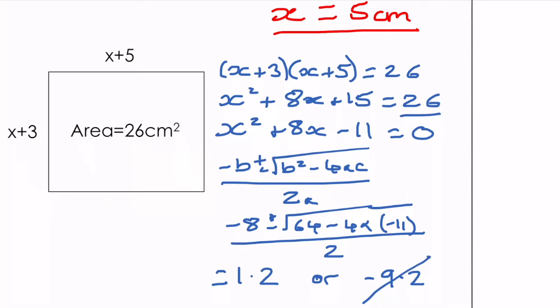Now if it said find x, that's your answer. We get 1.2 centimetres, lovely. If it said find the height, you'd have to substitute it back in. So be careful and read the question carefully if I've given you one.